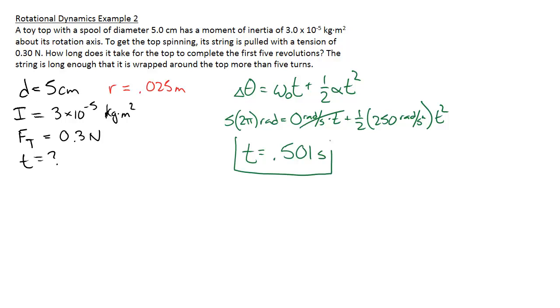Well, that's my answer. So it takes 0.501 seconds, which makes sense if you think about it from a realistic point of view. When you pull the string in that toy, the toy starts spinning pretty fast, so it doesn't take a lot of time for it to spin those 5 turns. But we're done at this point.